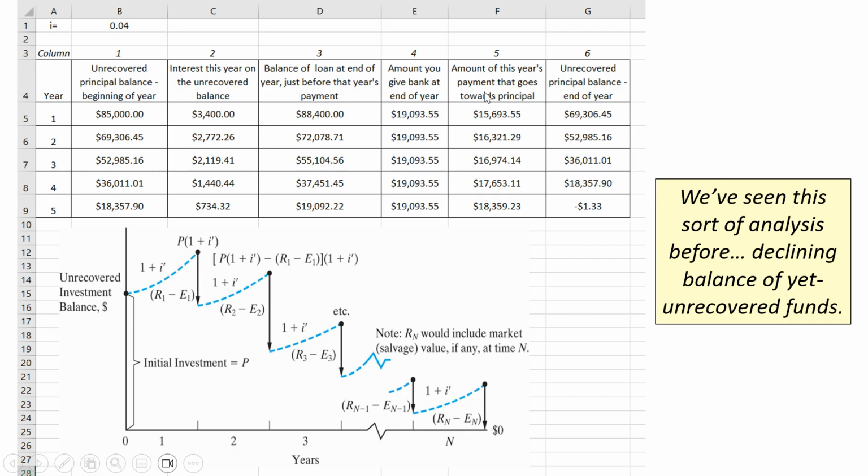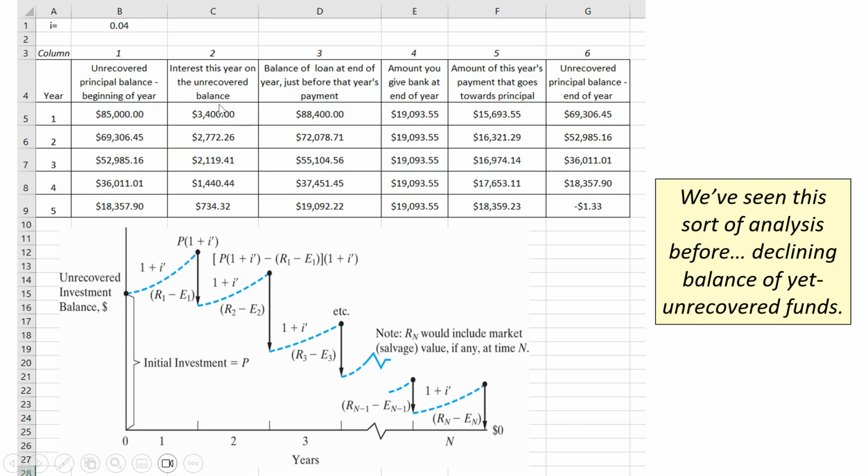Because when you find A given P, the annual series, your payment amount is the same every year, but a different fraction of your payment goes towards interest versus principal as time goes on. The reason for that is when you have a loan amount of $88,000, the interest on the loan is going to be big. But when your loan amount is smaller, the interest amount is smaller.